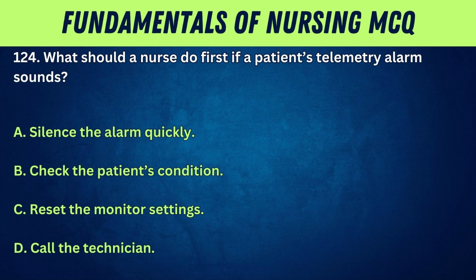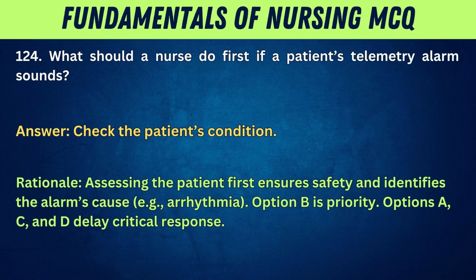124. What should a nurse do first if a patient's telemetry alarm sounds? A. Silence the alarm quickly. B. Check the patient's condition. C. Reset the monitor settings. D. Call the technician. Answer: check the patient's condition. Rationale: assessing the patient first ensures safety and identifies the alarm's cause, e.g., arrhythmia. Option B is priority. Options A, C, and D delay critical response.